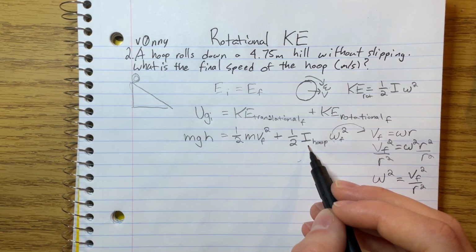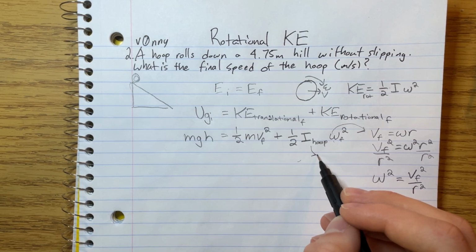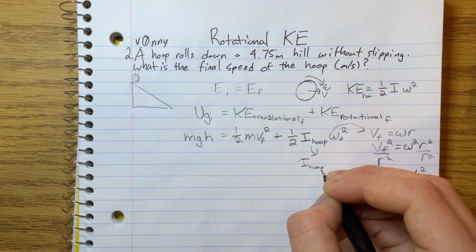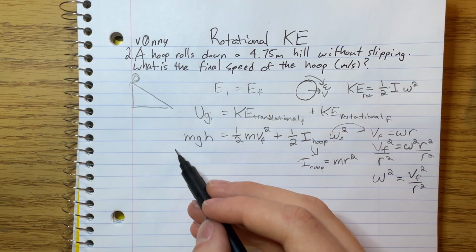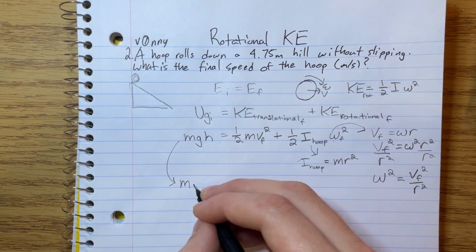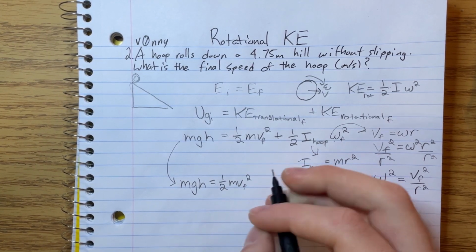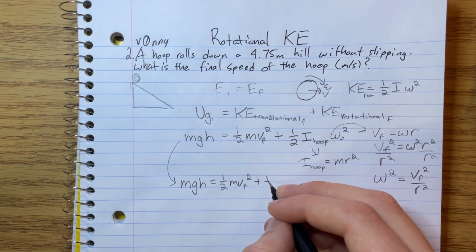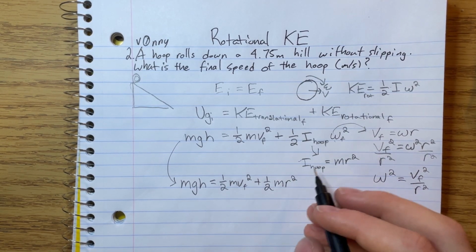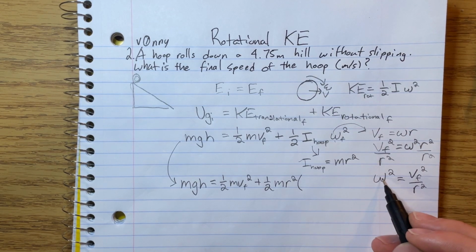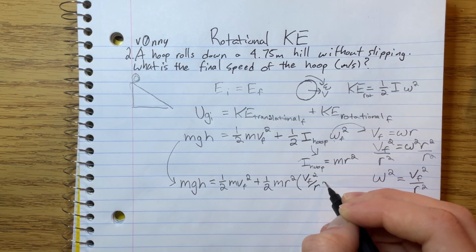We also are going to want to substitute the value for the moment of inertia of a hoop. And this doesn't change for any hoop. This is for all hoops. The moment of inertia of a hoop is simply mr squared. So let's sub in all these values here. We have mgh equals 1 half mv squared plus 1 half, let's substitute our value for the moment of inertia in here, mr squared, times, let's substitute our value for the angular velocity in here, v final squared over r squared.